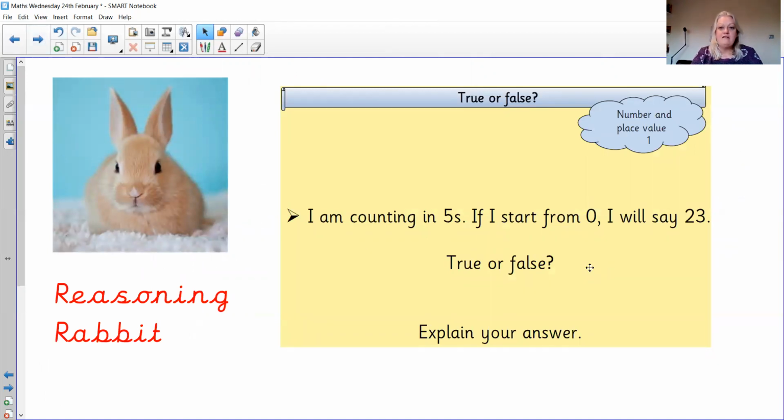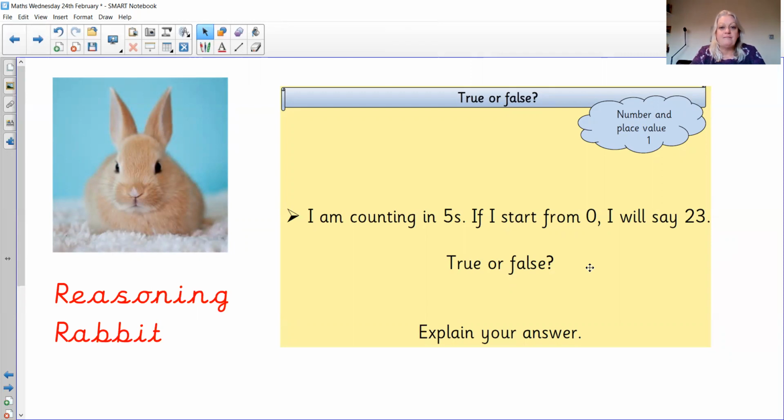Okay, our reasoning rabbit. This is a true or a false question. So this is the time when you can talk to your grown-up and discuss this. So I'll read it. I am counting in 5s. Counting in 5s. 5, 10, 15. So practice counting in 5s first.